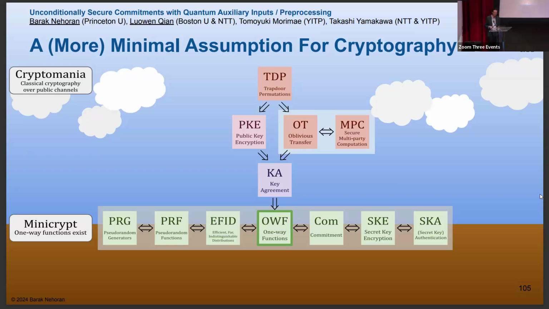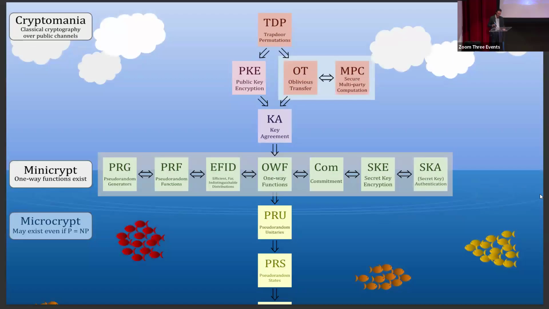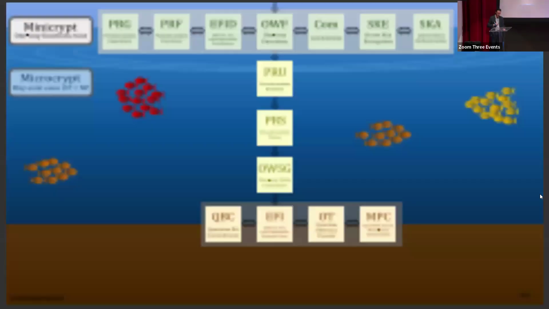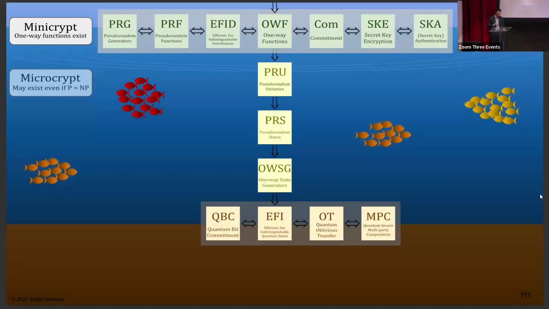In the last few years, however, a line of works on cryptography with quantum states has shown that this is actually not the full picture. And there is, in fact, a whole world of quantum cryptography below one-way functions, which may exist even if P equals NP, all leading to quantum commitments at the bottom and everything equivalent to them.